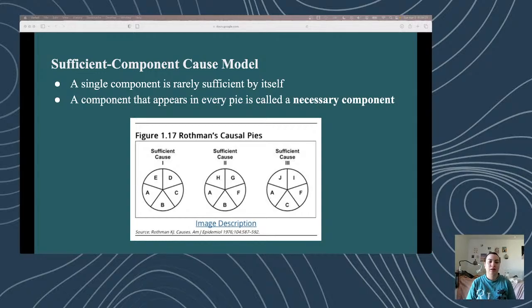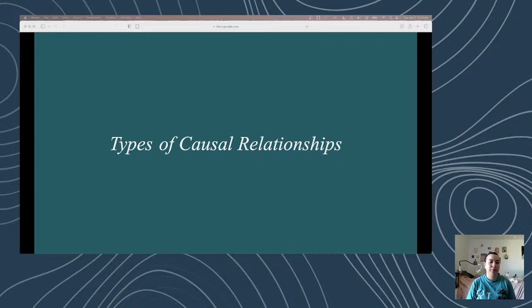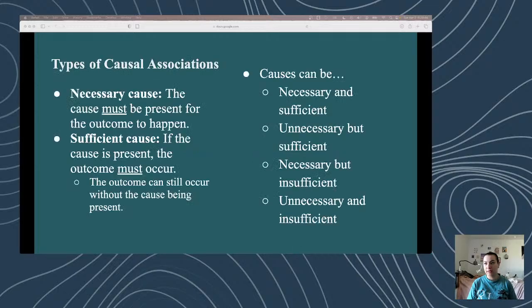Whew. Okay. Let's go over types of causal relationships. I know that was confusing, so let's go through it more granularly. A necessary cause must be present for the outcome to happen. Like we were saying with those pies, A was present in every single case of the disease. I know that there were only 3, but that's the principle. So the cause must be present for the outcome to happen.